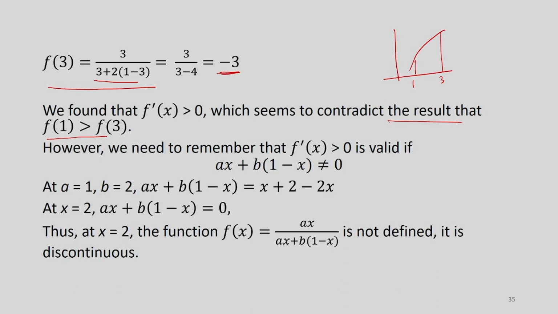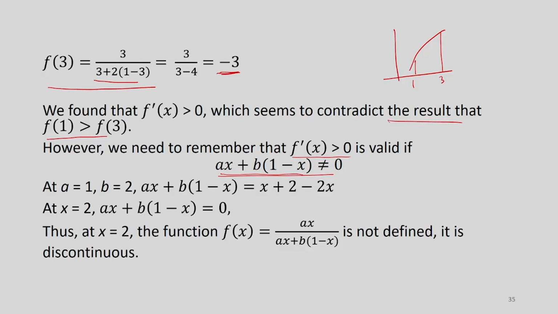Well, the reason for this seeming puzzle is that f prime of x is greater than 0 is valid only if the denominator is not 0, right. Denominator is not 0 means ax plus b multiplied by 1 minus x cannot be equal to 0. If that is equal to 0, then we are in trouble.